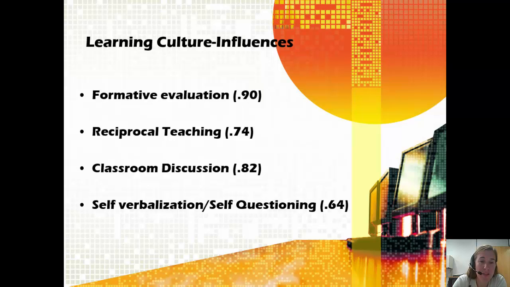I loved that I was able to see that the classroom discussion had such a high effect size. I think the big piece here is students are verbally talking about the material. And when you talk about something, you're more likely to remember it. So this happens naturally in a flipped classroom, no matter what the subject is.